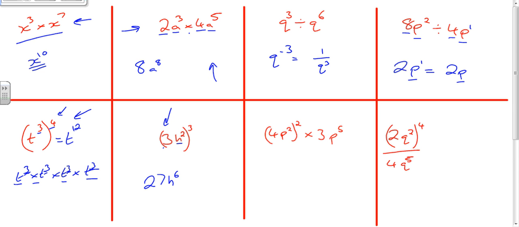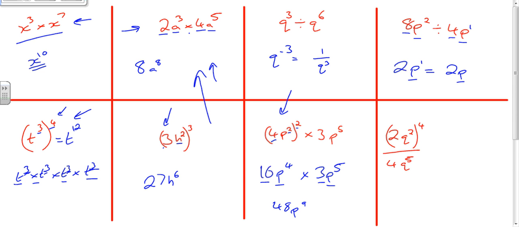Now, we've got something a little bit more complicated over here. So we're going to have a look at this thing here first. So 4p squared, squared. We deal with the number first of all. So 4 squared is going to be 16. And then we multiply the powers together. So 2 times 2 is going to be 4. So that's going to be 16p to the power of 4 times 3p to the power of 5. And then it turns into one of these questions over here. So all you do is you multiply the numbers together to start off with. That's going to be 48. Then you've got p to the power of 4 times p to the power of 5. You add the powers. That's going to be p to the power of 9.